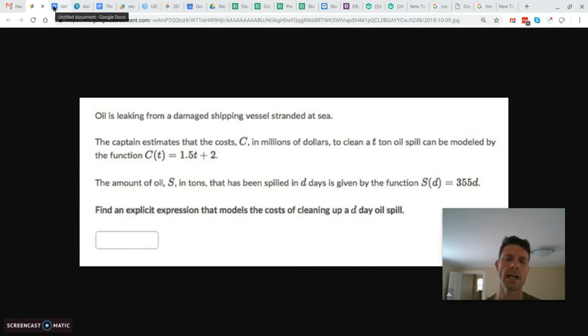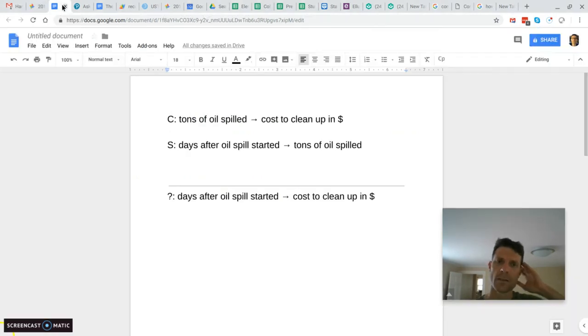Well, one thing I always do if I'm having trouble on these questions is to map out the functions that I have, like a word map. People get too lost in the variables and everything, and that's where you go wrong on word problems because you forget what things mean. But C, the first function we're given, tells us that if we input tons of oil spilled, then we'll get out the cost to clean up, in dollars. And S right here tells us if we put in the days that the oil spill has lasted, we're going to get out the tons of oil spilled.